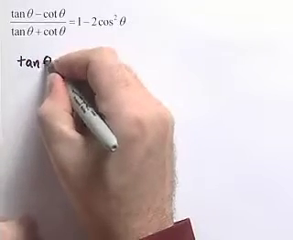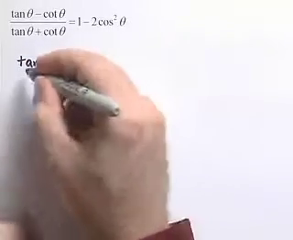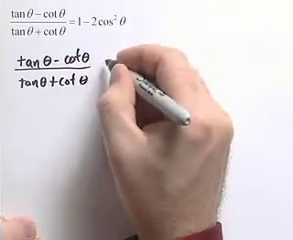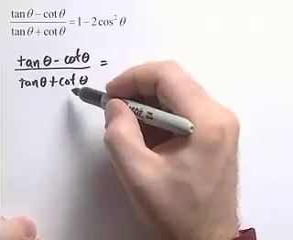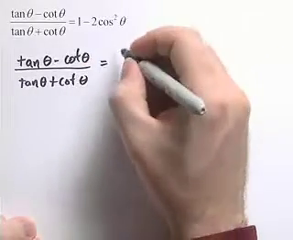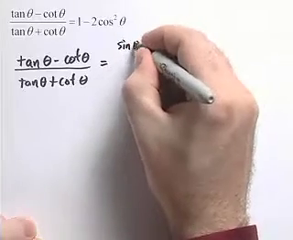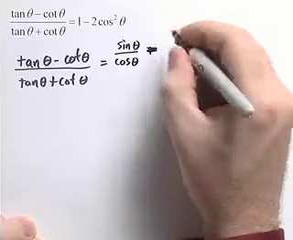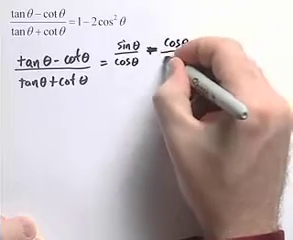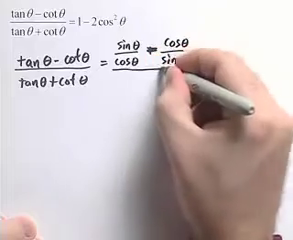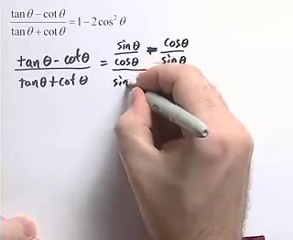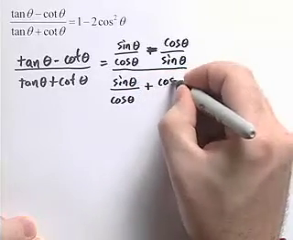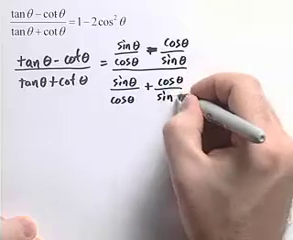Here we have the tangent of theta minus cotangent theta divided by tangent theta plus cotangent theta. We're going to rewrite each of these tangents and cotangents in terms of sines and cosines. So we're going to have sine of theta over cosine theta, minus cosine theta over sine theta, all divided by sine theta over cosine theta, plus cosine theta over sine theta.